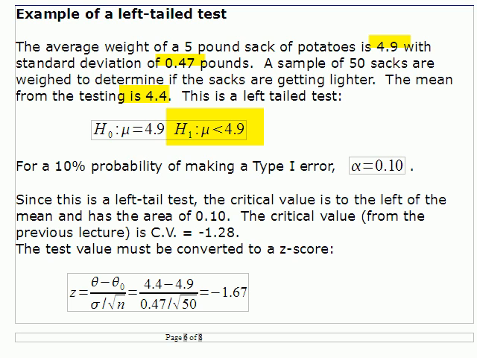So again, we use the 10% probability of making a type 1 error. So alpha is 0.10, and the area under that left tail is going to be 0.10. Okay. And you can find this critical value here from the tables, and I keep promising to show you how to do it in R in a second. Now, the test value, which is 4.4, needs to be converted to a Z-score. Here's that calculation from before. You're familiar with it, and you come up with minus 1.67. This is obviously further into the critical region, and so the null hypothesis in this case would be rejected.